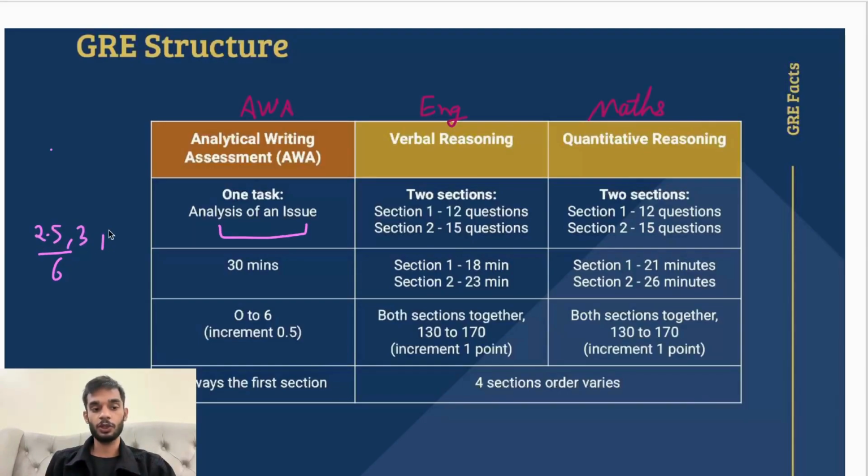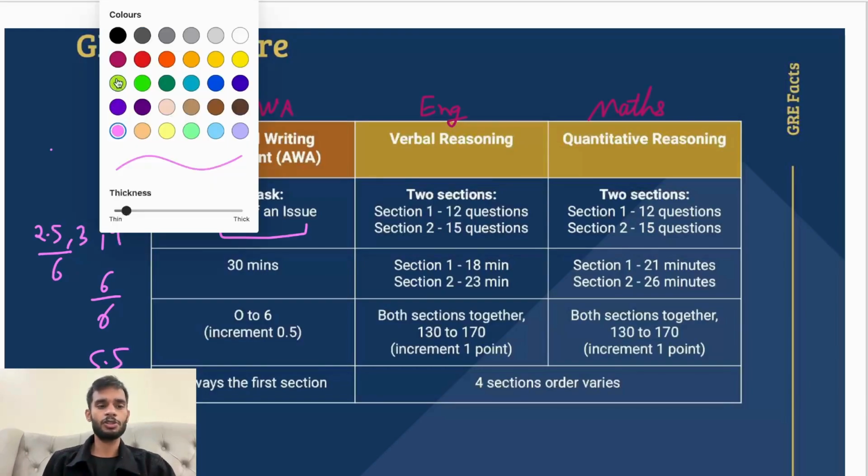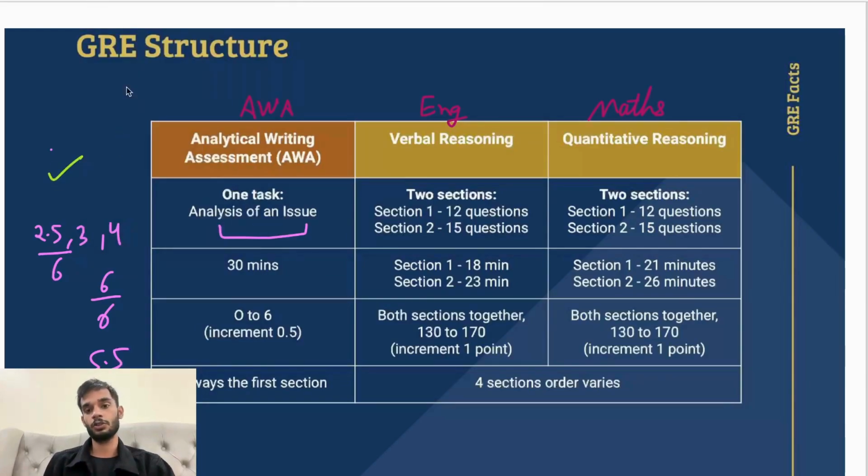You can get a score like 3, like 4, you can get 6 out of 6, or a score of 5.5 and so on, depending on how well you wrote the essay. Now these are the accepted scores. What are the scores you will never receive? Others like 3.7, 4.9, 5.4. Scores like this will not be given to you, because scores are always in increments of 0.5.